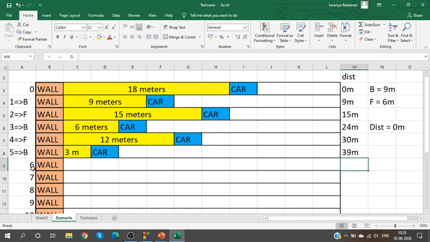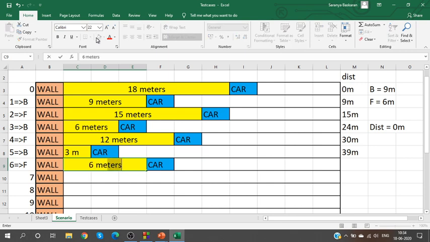Okay, next step, sixth step, we will move in forward direction. By how many meters? 6 meters. So the car will move in forward direction. Clear? From backward 3 meters, it moves forward by 6 meters. Sorry, the answer will be 9 meters. Yes, from 3 meters, it has moved ahead by 6 meter. So the distance will be 9 meter.